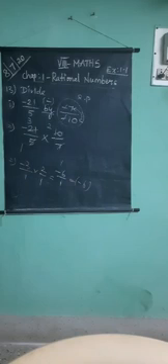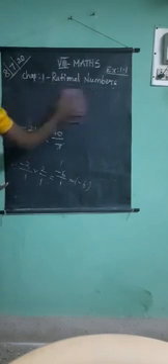Are you clear? The same way for the second sum they are given; we will just do that. Next, the 14th sum. Simplify the given number. Simplify the 14th sum.